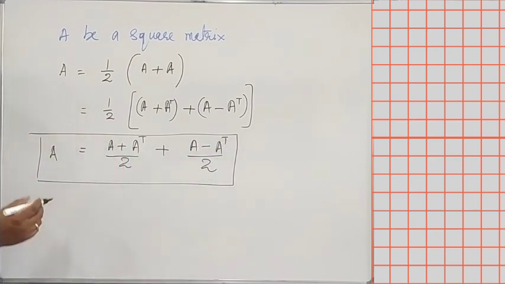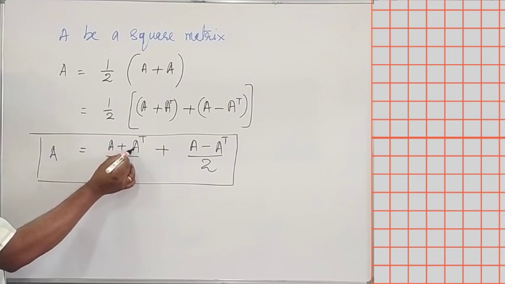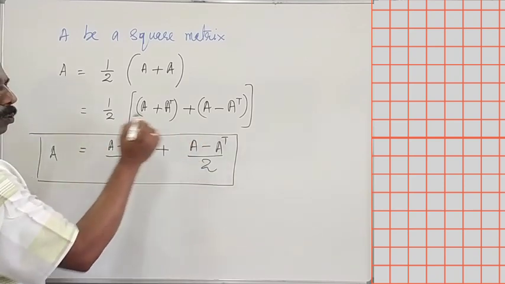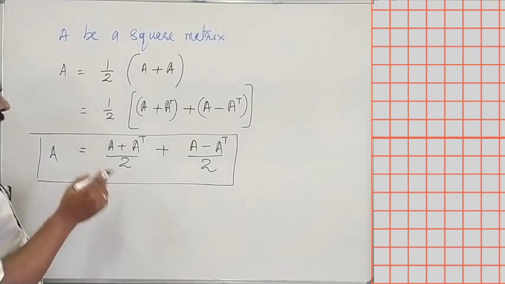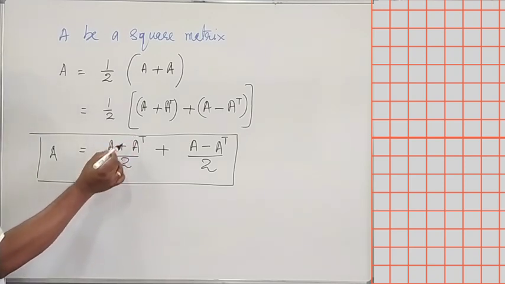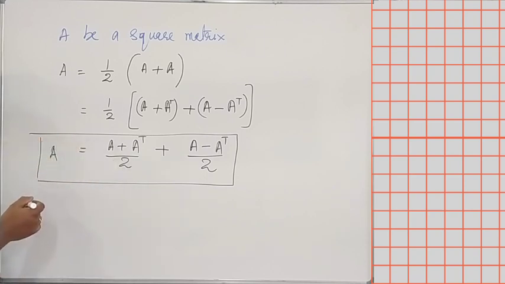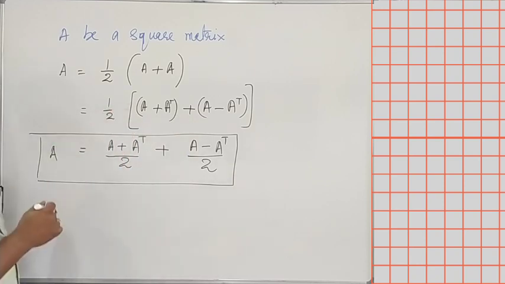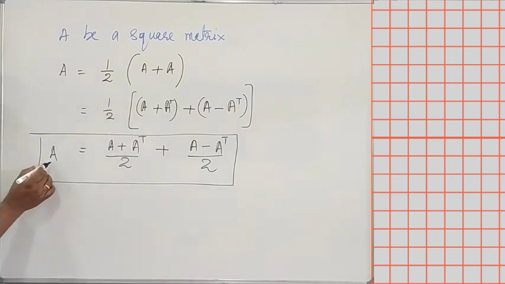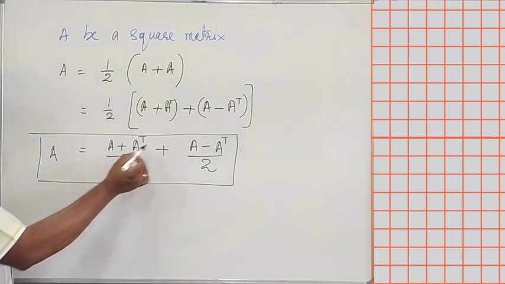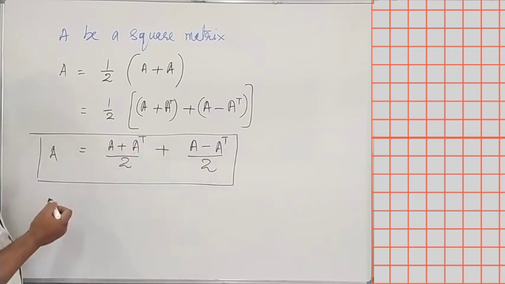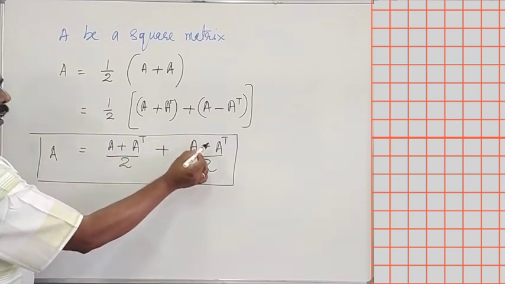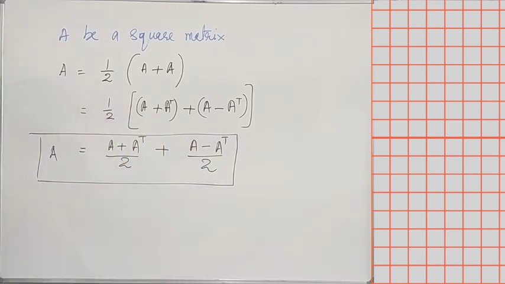In the previous example, we have seen that A plus A transpose is a symmetric matrix and A minus A transpose is a skew symmetric matrix. Accordingly, A plus A transpose divided by 2 is a symmetric matrix and A minus A transpose divided by 2 is a skew symmetric matrix. So, a given matrix A can be written as the sum of two matrices where one matrix is a symmetric matrix and the other matrix is a skew symmetric matrix.